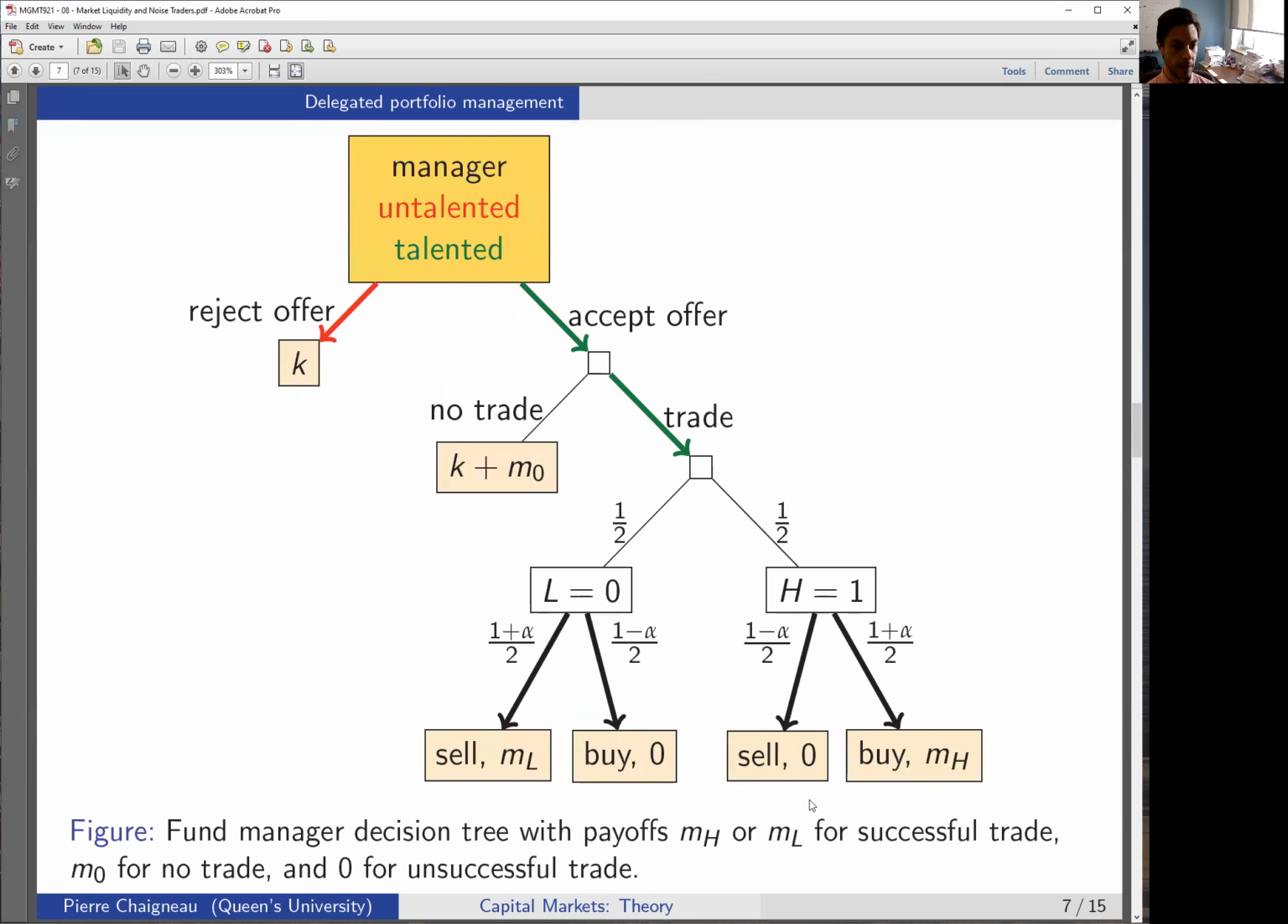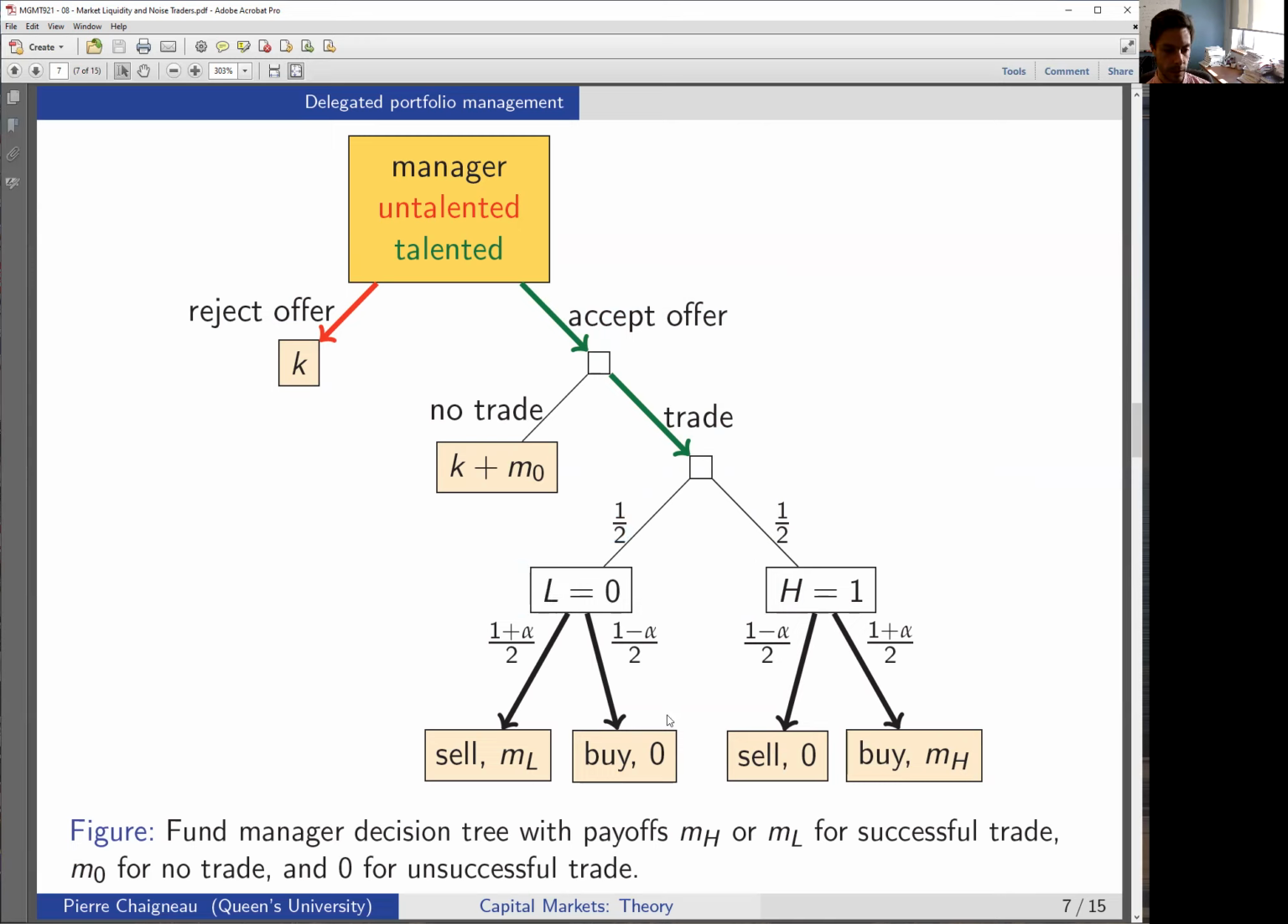So now let's get back to this graph. So let's make sure that everything is fine. We have, again, two types of managers, talented or untalented. We made sure that by setting M0 equal to 0, the untalented fund manager will reject the offer. We made sure that by setting M sufficiently high, a talented fund manager would accept the offer and would indeed trade. So what happens when the talented fund manager engages in trading? With probability 1/2, output is H, and with probability 1/2, output is L.